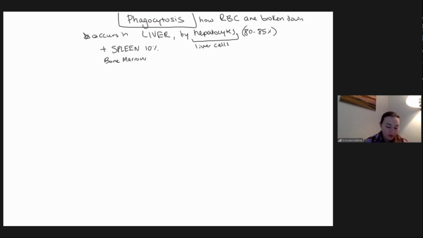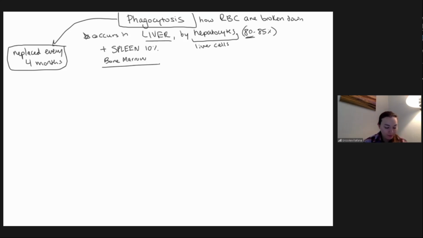So where are they created? We remember that they're created in myeloid tissue, but now they're going to be broken down in the spleen and bone marrow. Here is the timeline. I said 1 month, it's 4 months. So they are replaced every 4 months. That is here in your notes and something you would need to know. So they're replaced every 4 months, done by the liver and by the spleen.